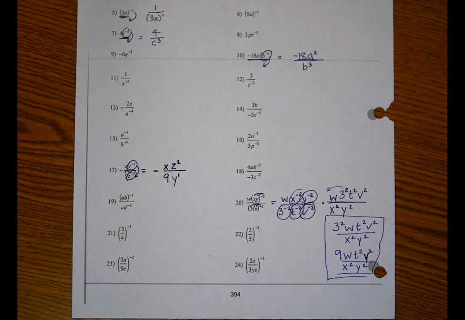So that's one way to do it. You can distribute in your negatives first. And in this case, since it wasn't going to every term, I would consider distributing it in.